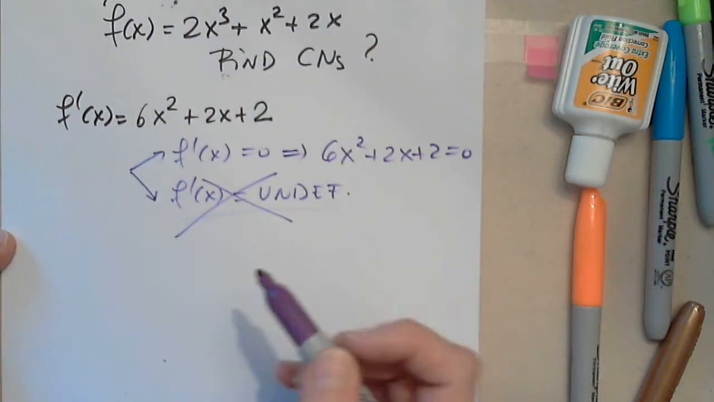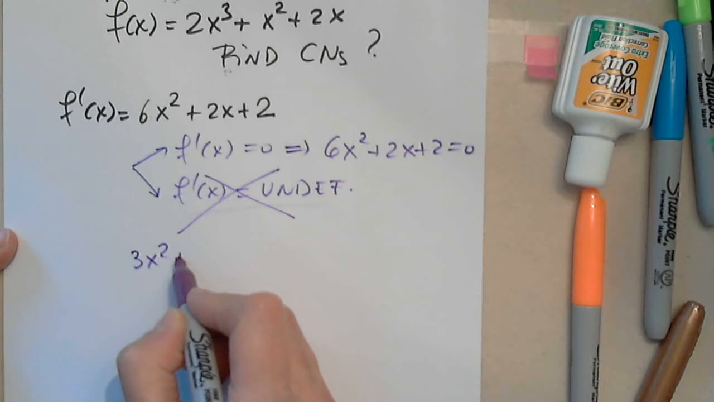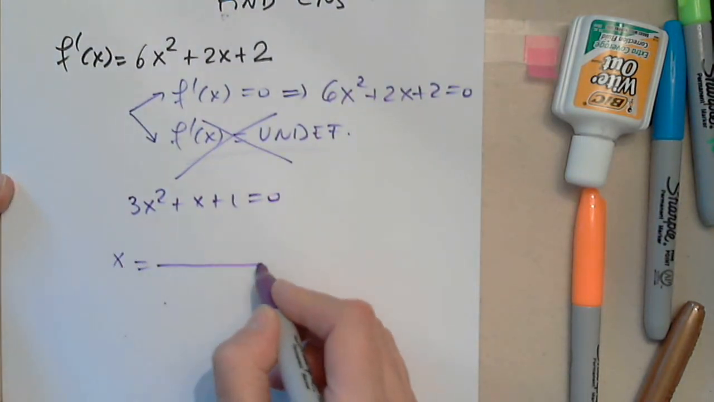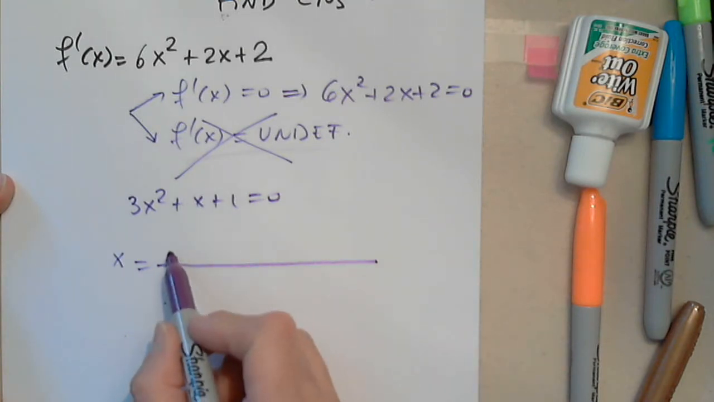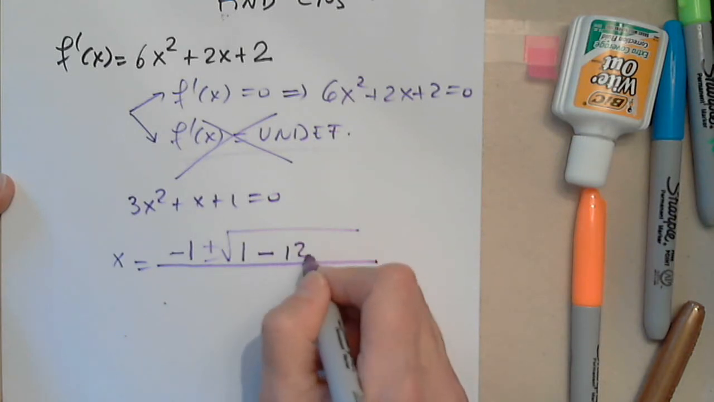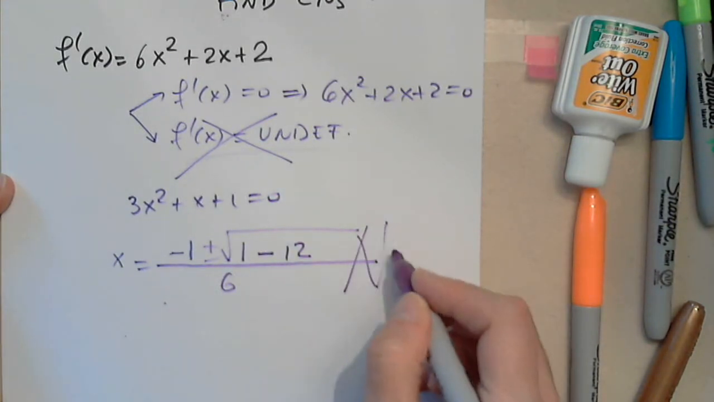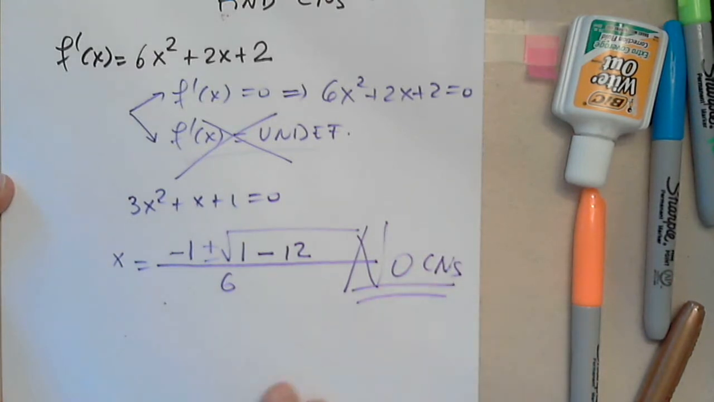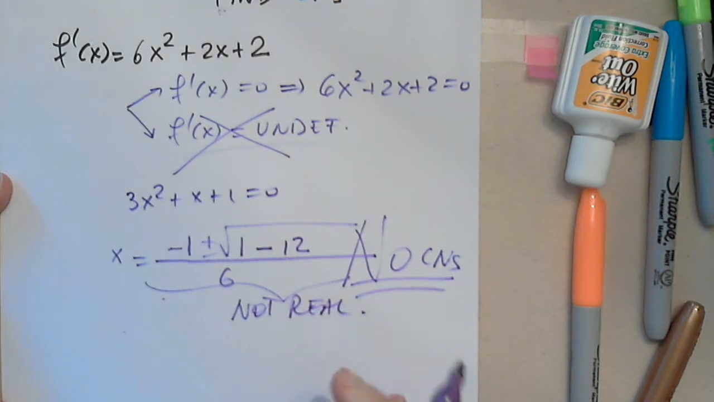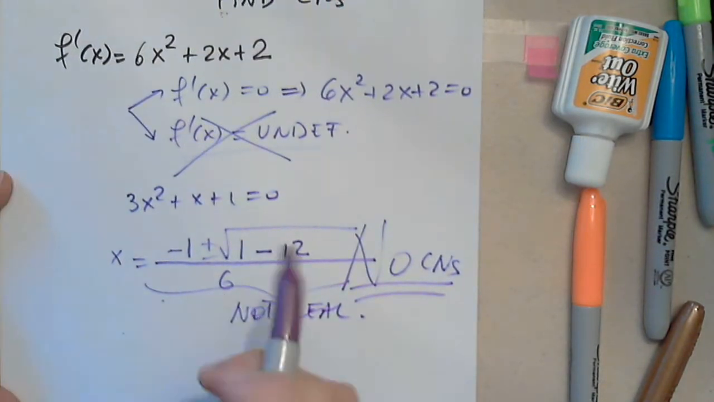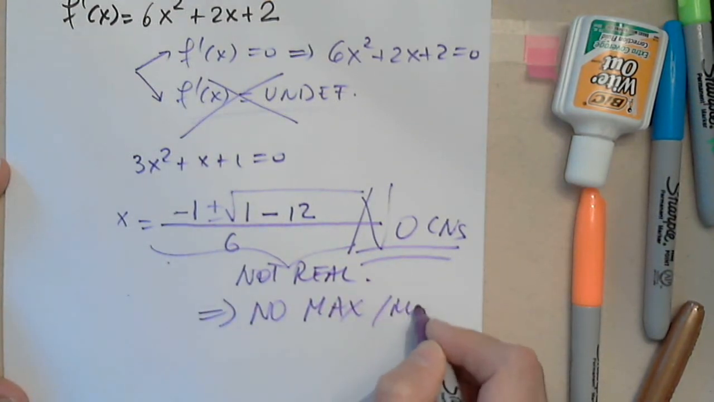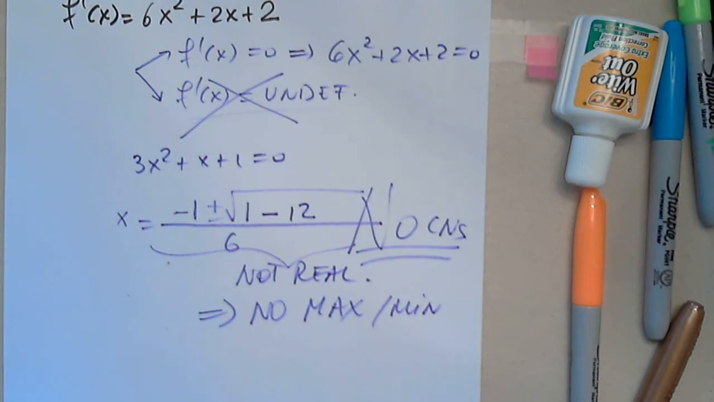I will definitely divide by 2, so I get 3x squared plus x plus 1 equals 0. I will use the quadratic formula: negative b plus or minus the square root of b squared minus 4ac, over 2a. No critical numbers whatsoever. This is not real. So therefore, this function has no max-min. Good.